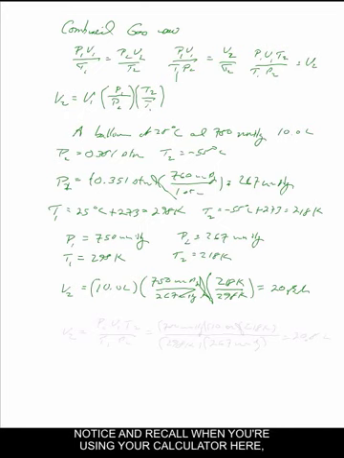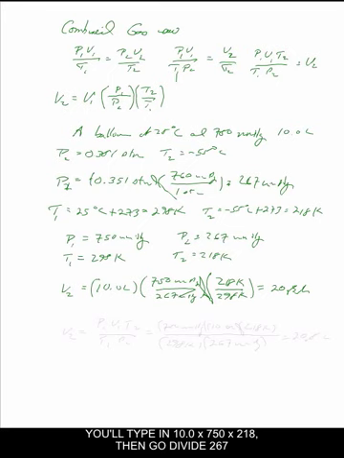Notice and recall, if you're doing this with a calculator, you'll type in 10.0 times 750 times 218, then divide by 267, and again divide by 298. Remember, that's always the way the calculator works in those kinds of arithmetics. In those, every number below the fraction bar is preceded by the divide operator.